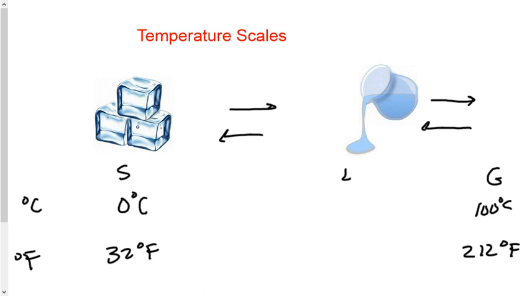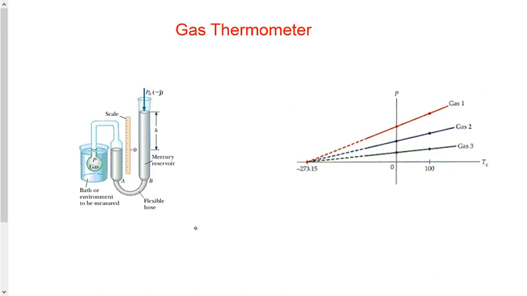What about another scale called the Kelvin scale? Well, this one is not a degraded scale. So we're going to talk about the gas thermometer now to help you understand. Kelvin, named after Lord Kelvin, made a relationship between molecular motion and temperature. So let's take a look at our device here. This is called a gas thermometer.